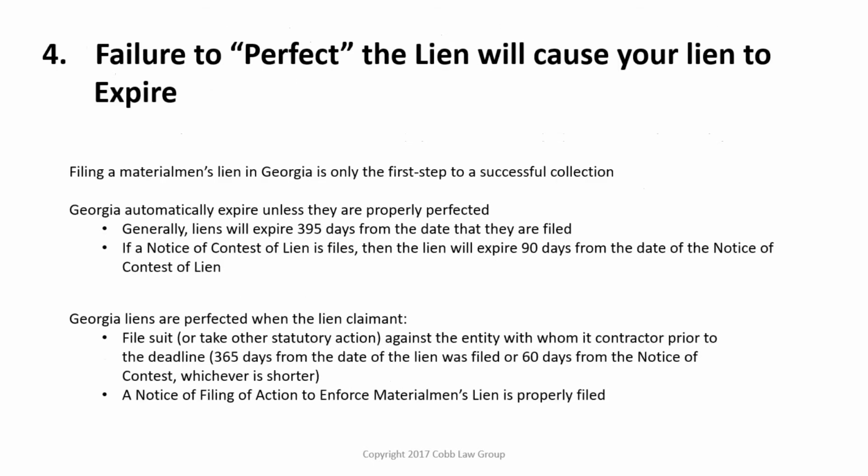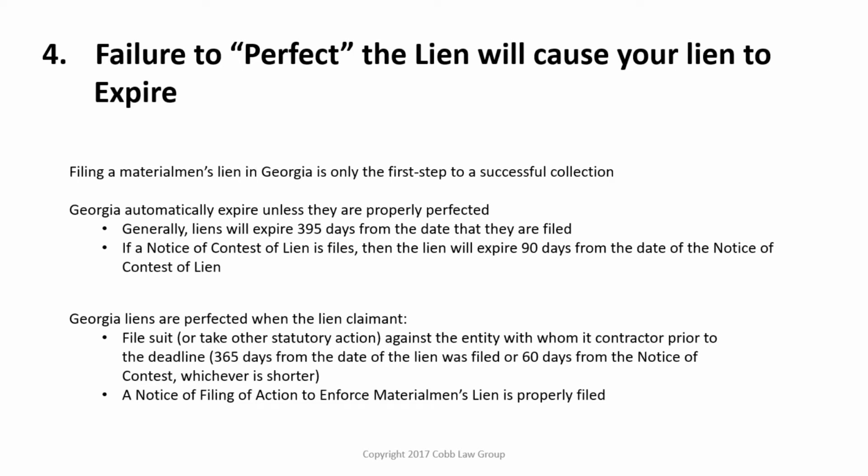And the fourth and final reason why liens fail in Georgia is the failure to perfect the lien. So many people think that when they file a lien, it lasts forever and they're going to get paid. Well, that's unfortunately not true. In Georgia, liens automatically expire unless they are perfected. So you say, when do they expire? Generally, liens expire 395 days from the date that they are filed.